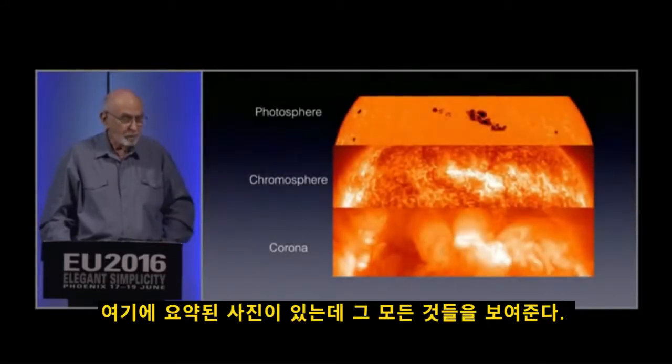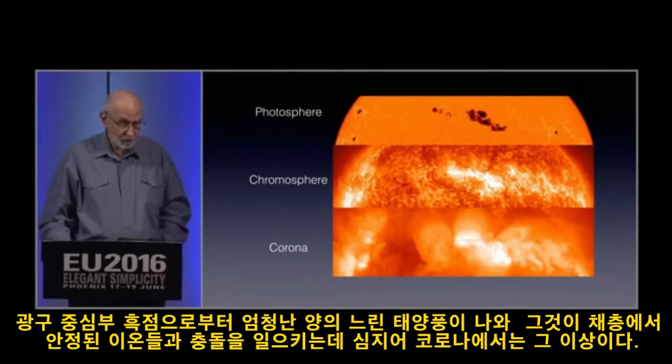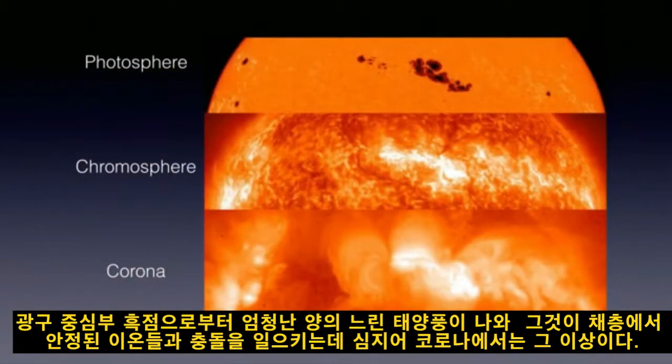Here's a sort of a wrap-up slide that shows it all. You can see the photosphere, you can see the sunspots there to the center or to the right of center. And then coming out of that is a tremendous flow of slow solar wind. At the chromosphere, there's the collisions with the stable static ions in the chromosphere, and in the corona even more so.